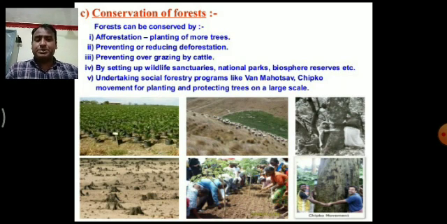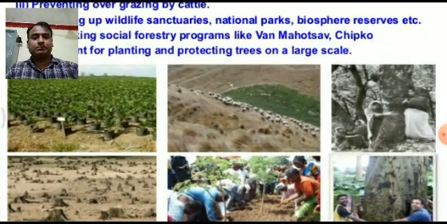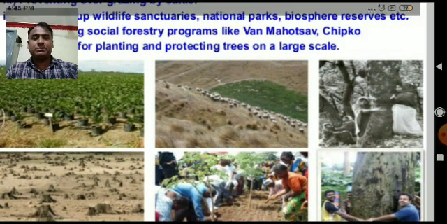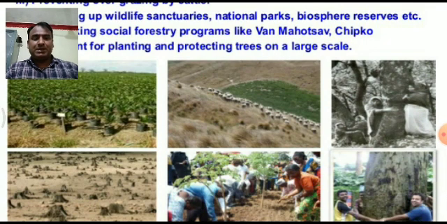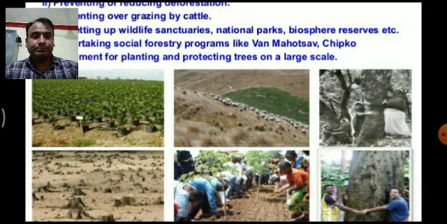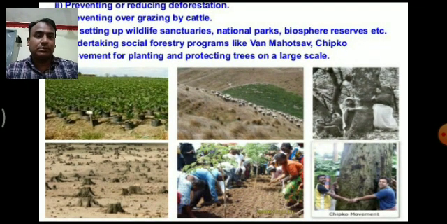Undertaking social forestry programs like Van Mahotsav, Chipko movement for planting and protecting trees on a large scale. In these diagrams, we can see how the people play an important role to conserve the plants, and the protected area.